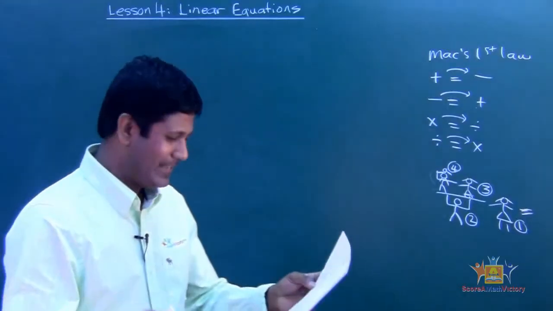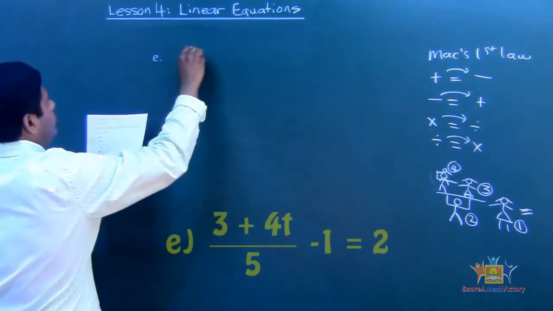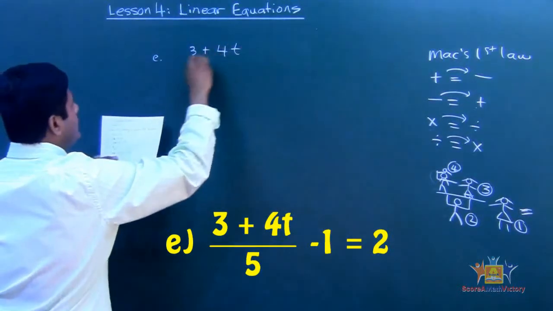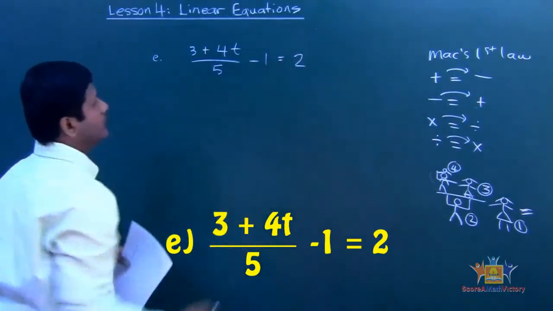Okay, ready for problem E? Okay, let's do E. Okay, E, you're given (3 + 4t)/5 - 1 = 2.